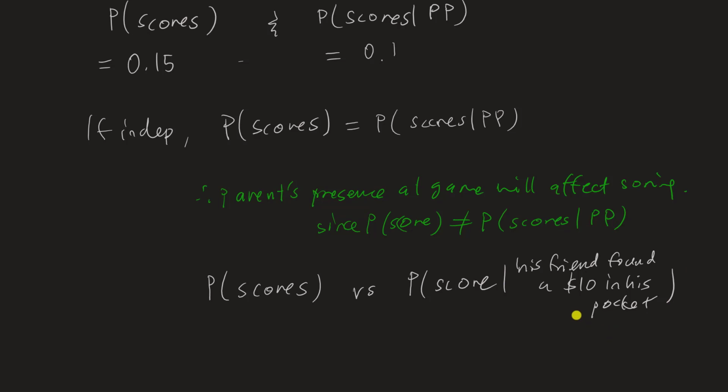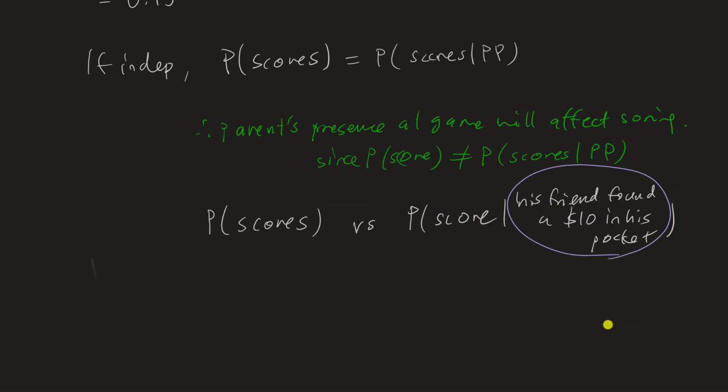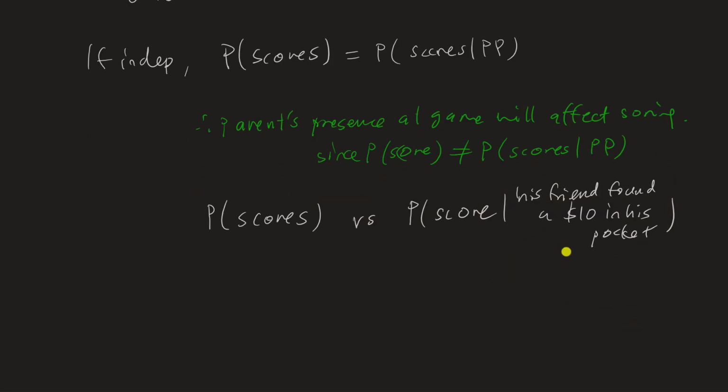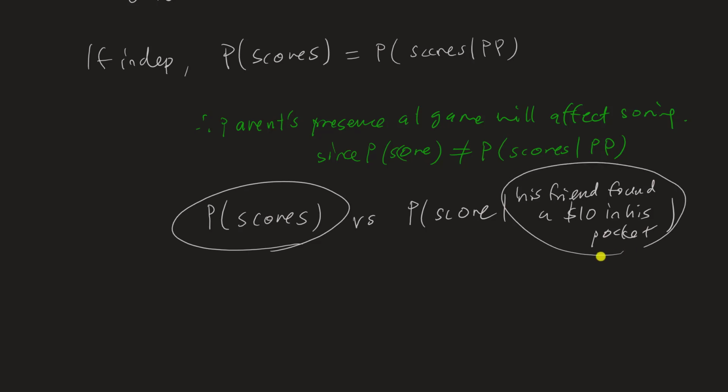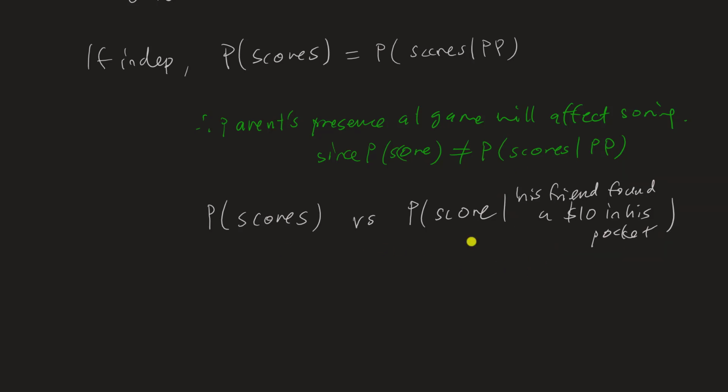I don't know what kind of universe would have this affect him scoring. But this is a very obvious case of an independent event, right? Because whether or not John scores is not really affected by whether or not his friend found a $10 note in his pocket. So in this case, they should be independent events. These two values should be the same. If this is 0.15, this would be 0.15. So that was the first approach.